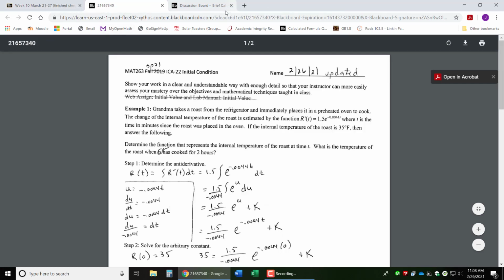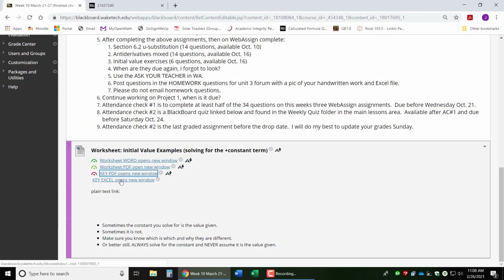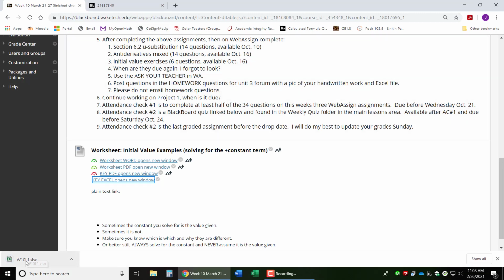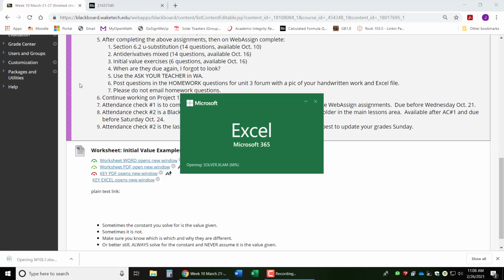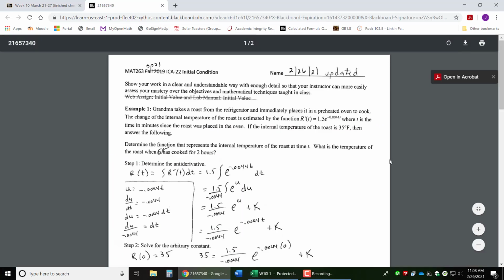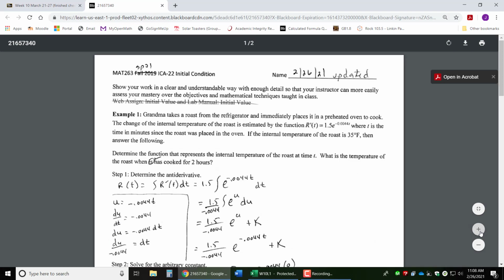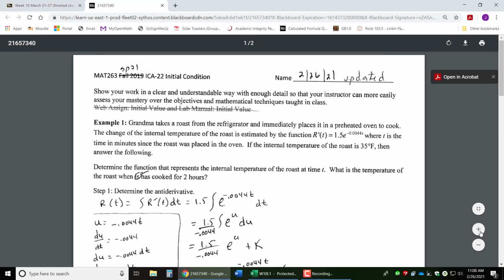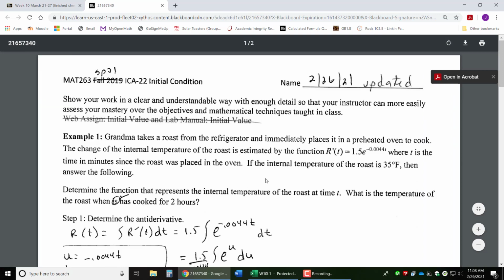Otherwise, I'm going to open these up and we're going to take a look at them. Excel file, Excel file. All right, well that updates. Go back to the PDF. All right, so what we're doing here is we're solving for that arbitrary constant when you took that antiderivative. Let's see, make it even bigger. All right, there we go.